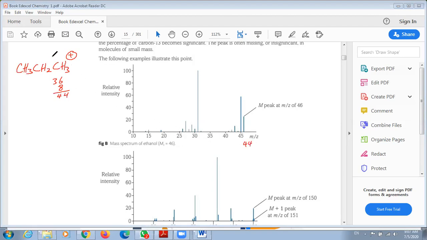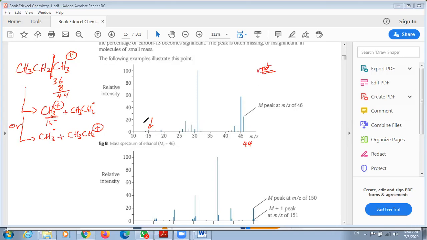Then this molecule is going to be broken. When it is broken, either you get a CH3 positive and the rest of the molecule is in the form of a free radical, or else it can be broken into a CH3 free radical and you get a CH3CH2 positive ion. So this positive ion will give you a peak at 15. You see, here is a peak at 15. It's very small, but it's present. Of course, this is not propane, but I'm just telling you how the spectrum will appear.